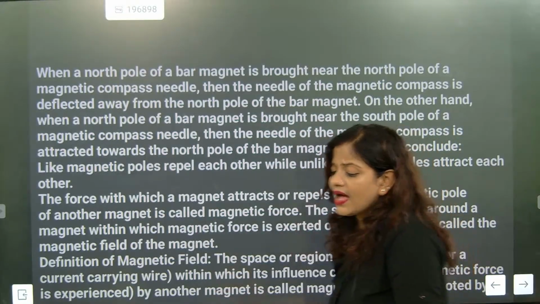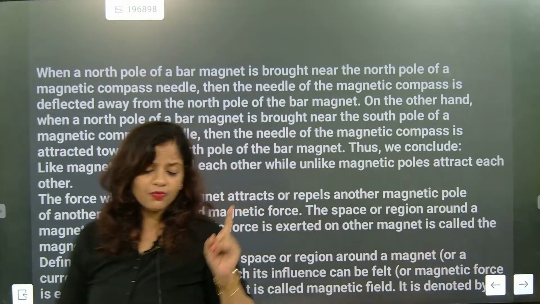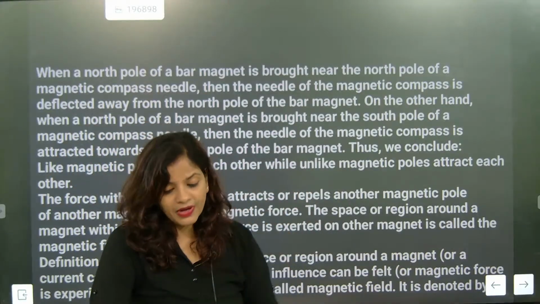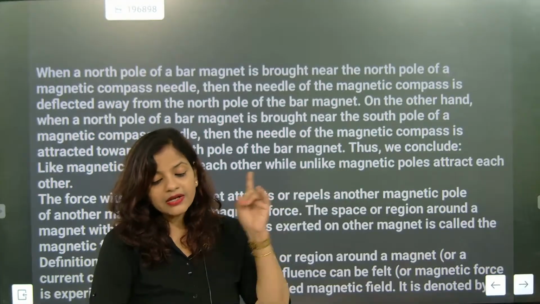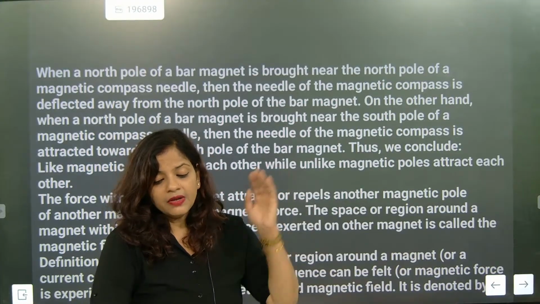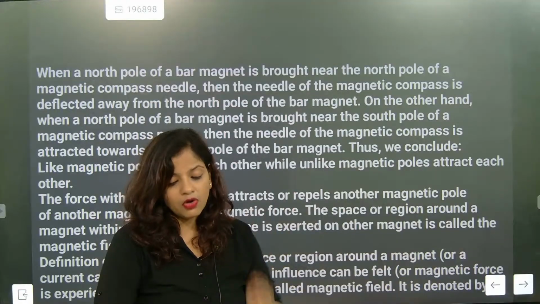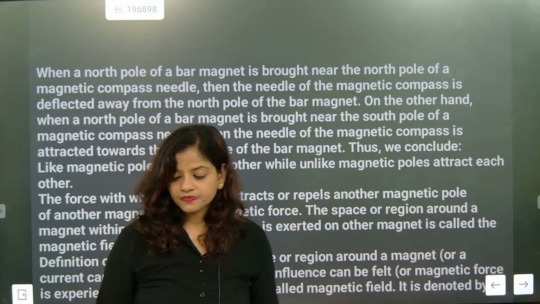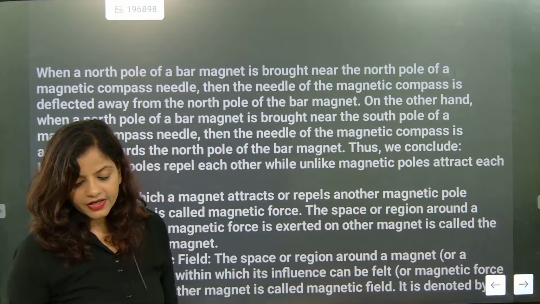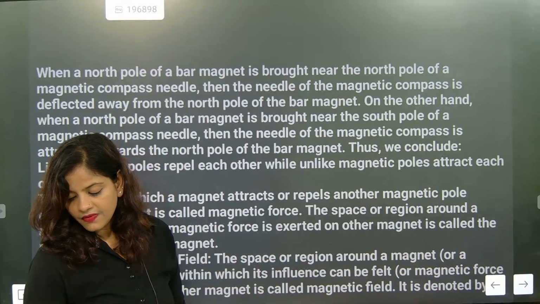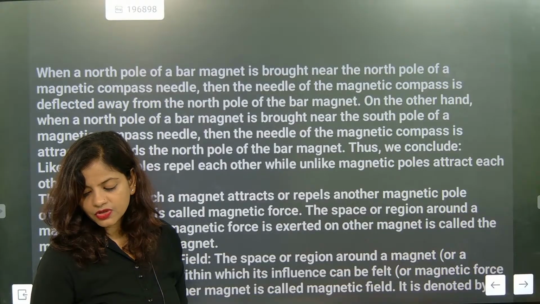Understood? Now I have one question to ask all of you. Why do north and north repel? Why do south and south repel? What is the reason behind repulsion between north and north pole, and south and south pole? That is exactly it, but I want to know this answer.